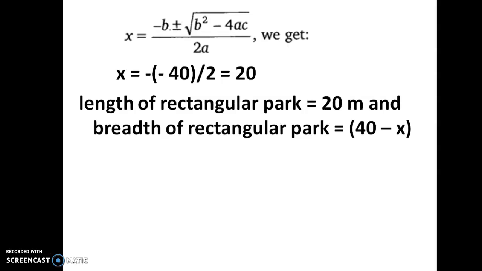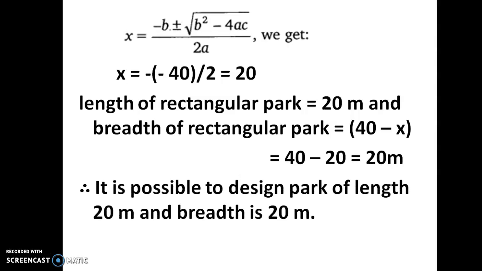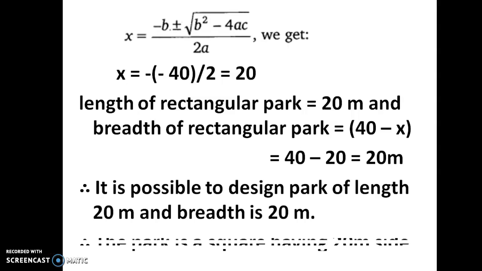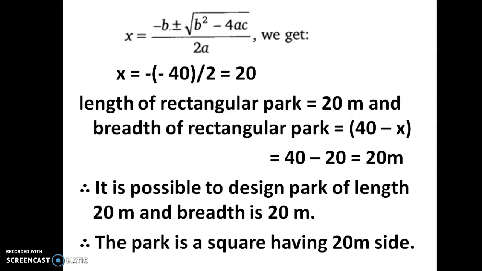So what is x? Length of the park is 20 meter. And what is breadth? Breadth is 40 minus x. So substitute that. You will get 40 minus 20 equal to 20 meter. So you see that length and breadth are both equal to 20 meter. Okay. So the park is a square having 20 meter as side. So you can't make a rectangular park. It is a square park having 20 meter as its sides.